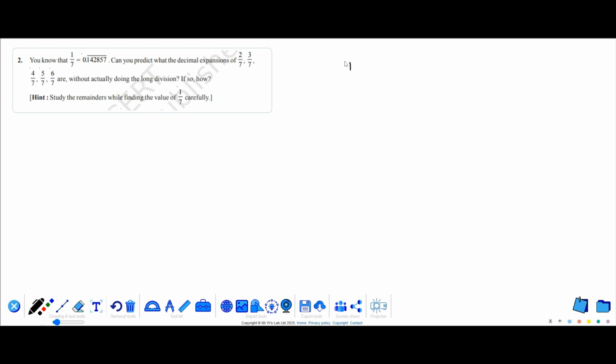So, I'll do it again. 1 divided by 7. So it won't go, point. 7 ones are 7, 30. 7 into 4 is 28. We get remainder 2. 7 does not divide 2. We add 0. 7 into 2, 14. Okay. We get 6. 7 into 8, 56.